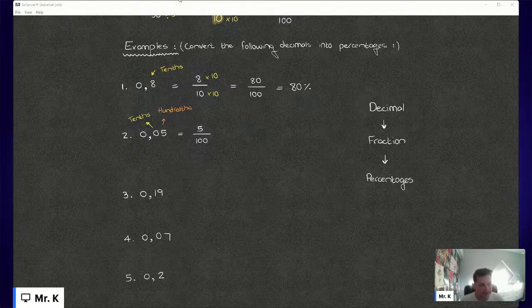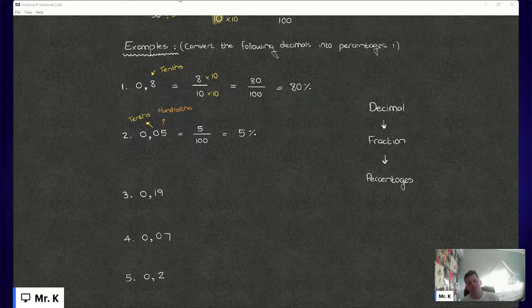And luckily for us, grade 7s, in this case, we don't even need to manipulate the fraction that we have. 5 out of 100 is already in the perfect format for us to just go ahead and write that 0,05 is the same as 5%.